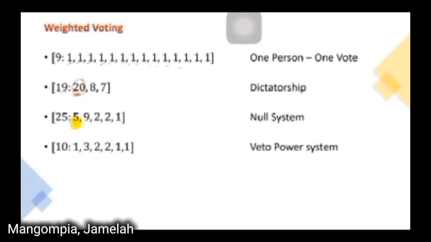Null system. Pag tinotal natin, 5 plus 9 plus 2 plus 2 plus 1 is equals 19. Kung mapapansin ninyo, 19 is less than the quota. Hindi pwedeng mas mataas yung quota doon sa total ng mga weight. So, tawag doon ay null system or invalid. So, meron naman veto power systems. Type ng weighted voting ito na hindi pwedeng bumoto yung isa sa kanila kahit unequal yung weights nila, pag ito hindi bumoto.